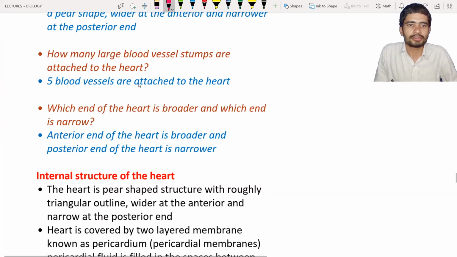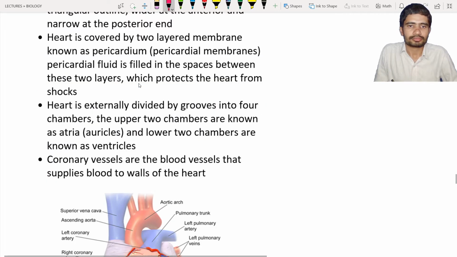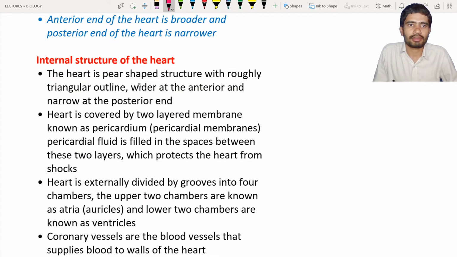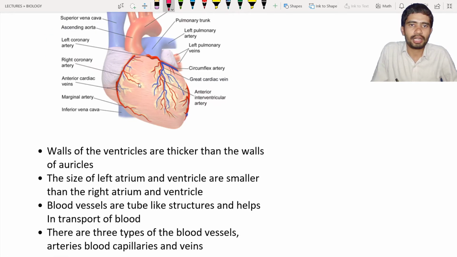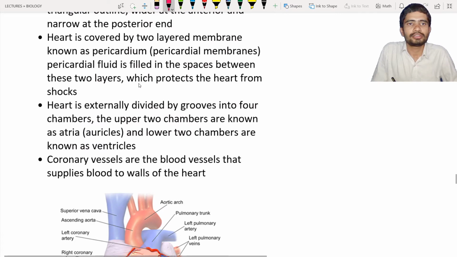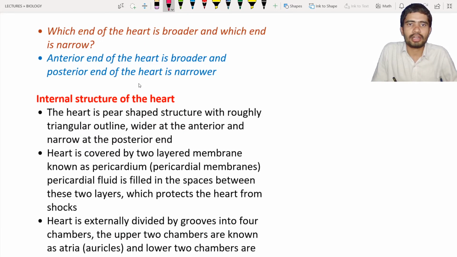Okay, so here you can see the internal structure of the heart. First we will see the coronary vessels. Can you see here the blood vessels which are appearing on the heart? These blood vessels are known as coronary vessels. Clearly we can see them on the heart. So next is the internal structure of the heart, how the heart is looking inside.